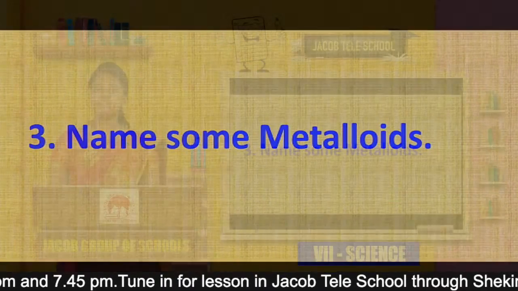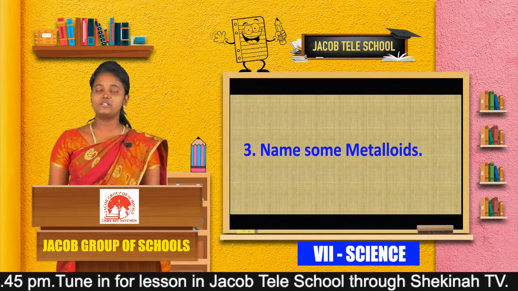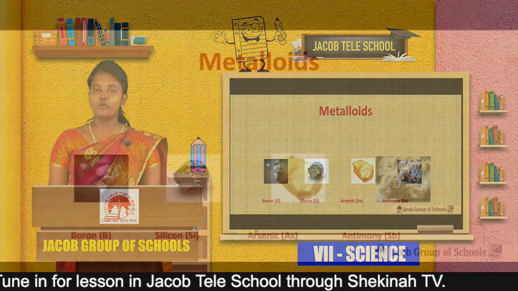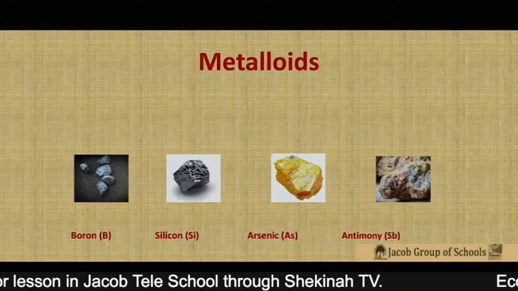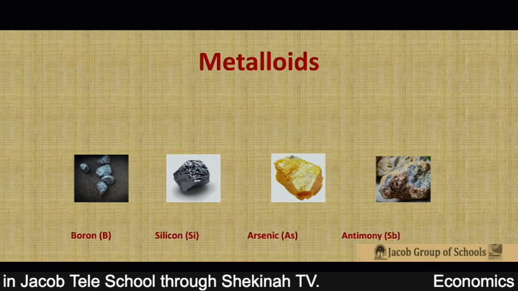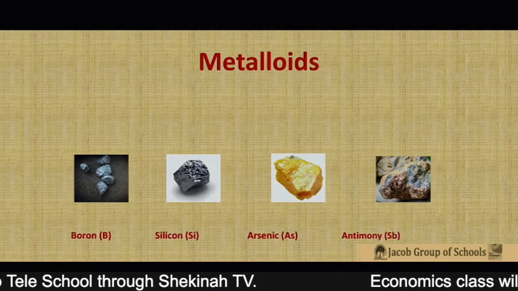My third question is, name some metalloids. Say some examples of metalloids. Yes. The answer is boron, silicon, arsenic and antimony. I'll repeat: boron, silicon, arsenic and antimony. These are all examples of metalloids.